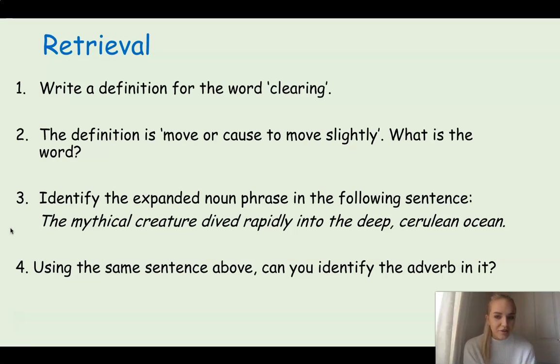Okay, so the first question, write a definition for the word clearing. Now, if you watched our reading video a couple of sessions ago, you will have learnt that a clearing is an open space in a forest.